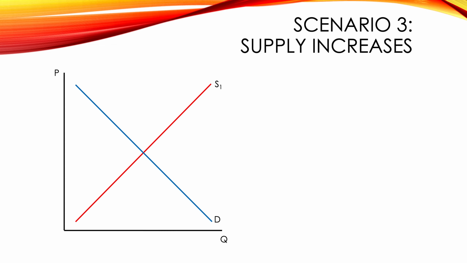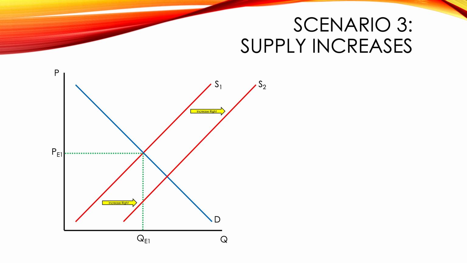With supply curves, you still have ERDL, increase right, decrease left. For instance, this is an increase in supply, right? Just because it looks like it's quote-unquote below the original supply curve doesn't mean it's a decrease. Since the supply curve is shifting to the right and these are parallel lines, that is an increase in the supply. So you see the little arrows, the yellow, that say increase right.